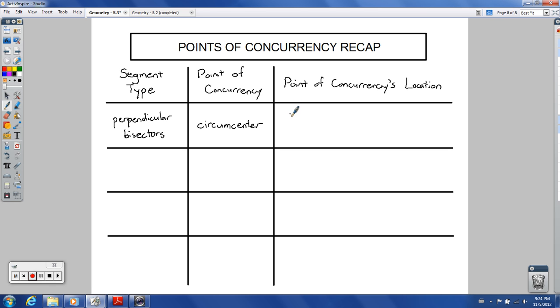So for this, let's write that down. Acute was inside the triangle, and right was on the triangle. Obtuse was outside the triangle.